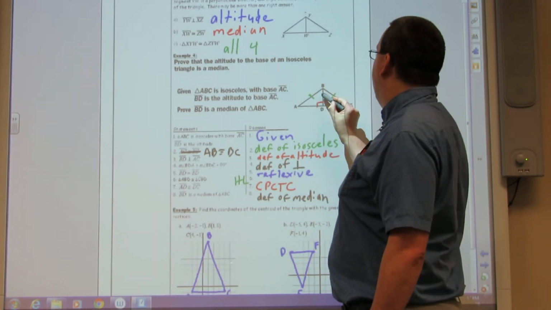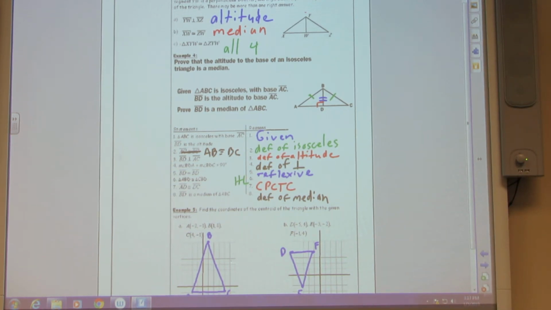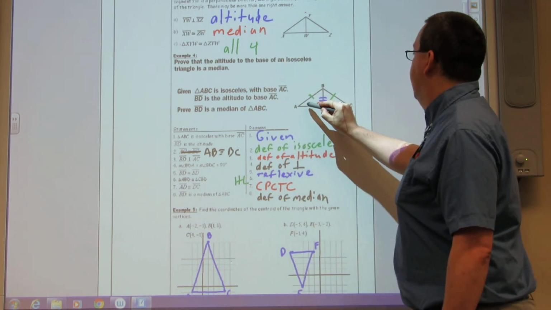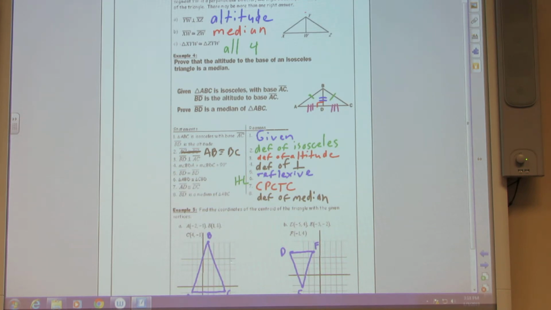Anytime I see these, you should automatically look for the line that they share, which is my reflexive property. BD is congruent to BD. So now I have congruent triangles based on hypotenuse leg, and based on CPCTC, corresponding parts of congruent triangles are congruent, I know that AD and DC are equal. That's the bottom part here. That is what gives me a median. So if that is an isosceles triangle with an altitude, it has to also be the median.